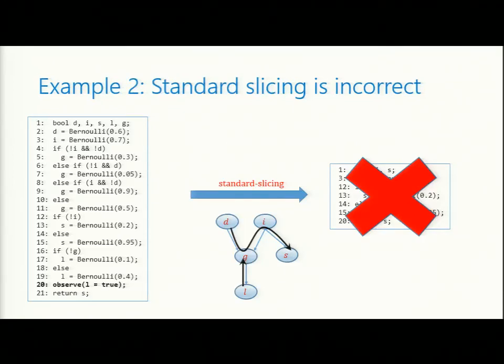So the interesting question is, again, what would be a correct slicing algorithm for probabilistic programs, with the purpose of improving the efficiency of inference.